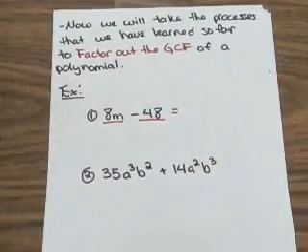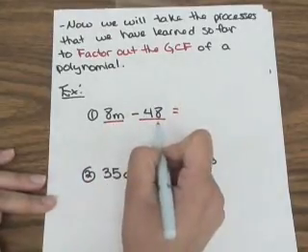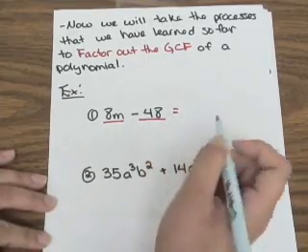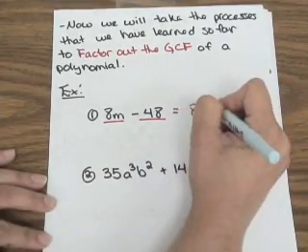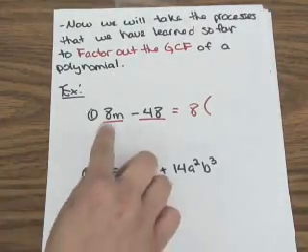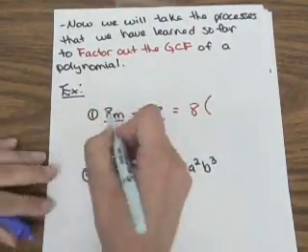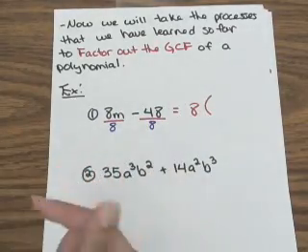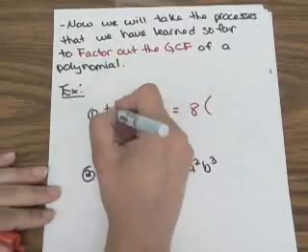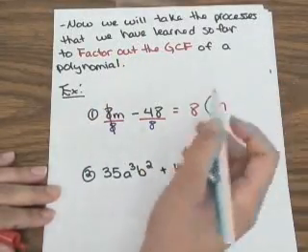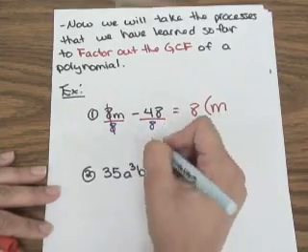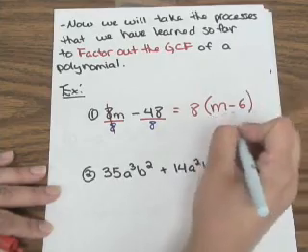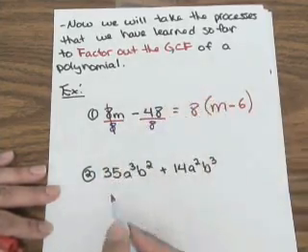So if they both have the number 8 in common, in actuality what you're going to do is divide each term by what you find to be the greatest common factor. So when I divide 8m by 8, the 8's cancel and I'm left with an m. In the term negative 48, when I divide by 8, I get 6. So inside the parentheses, I'm putting the answers after I divide by my greatest common factor. So now I have factored the 8 to get the answer of 8 times the difference between m and 6.